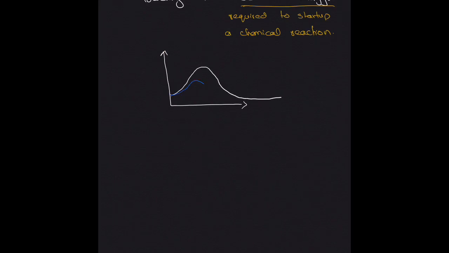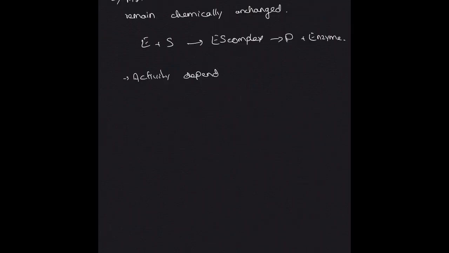So the x-axis shows us here the amount of energy, and the y-axis shows us the flow of an enzyme activity. The blue graph represents the required starting energy or activation energy with enzymes, and the white graph represents the required energy without enzymes. The enzymes after a reaction remain chemically unchanged, means that they react with the substrate and convert it into products and go out of the reaction unchanged.